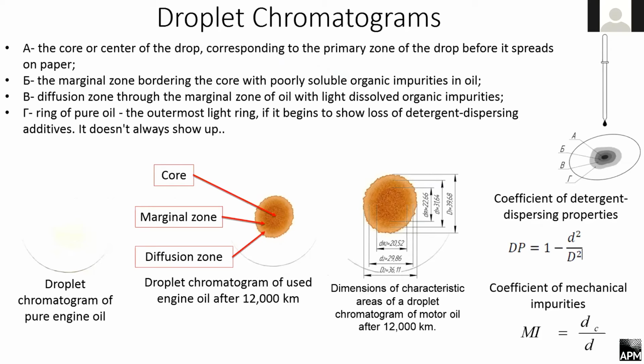To create a droplet chromatogram, blue ribbon ash-free disk filter paper was used. Filter paper was placed on a flat non-absorbent base and oil was dripped from a height of about 5 centimeters. Then the paper with a drop of oil was dried under natural conditions for 24 hours. The diagrams here show the dimensions of characteristic areas of a droplet chromatogram. It has the core, where heavy metals settle, then the marginal zone, and then the diffusion zone for oil's light dissolved organic impurities.